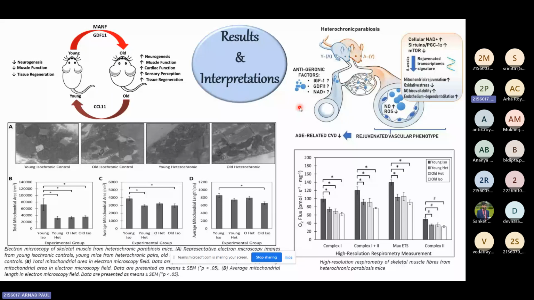From the comparative studies with the isochronic controls, it was observed that the heterochronic old had more mitochondrial area in the skeletal muscles than an old isochronic, as well as better respiratory functions, that is better oxygen flux by the skeletal muscles. While the younger heterochronic parabiome had a decline in neurogenesis, muscle function, tissue regeneration, and stem cell regeneration potential. Also, it had an increased amount of CCL11 that decreases neurogenesis and cognitive performance.